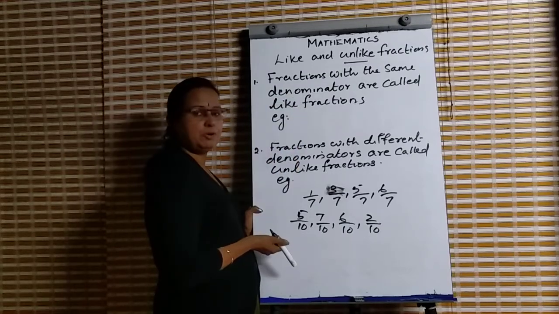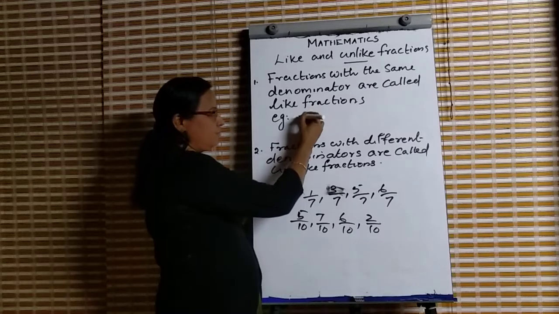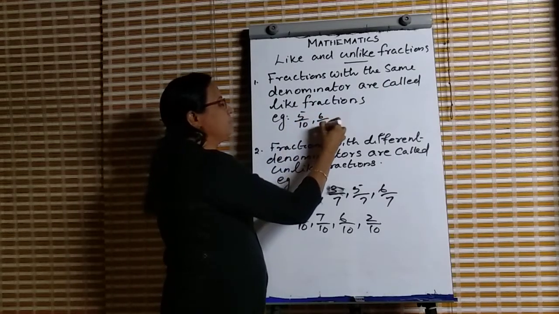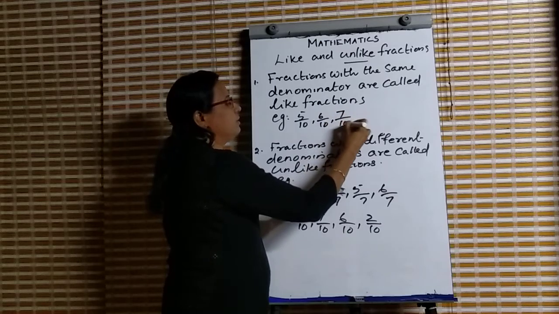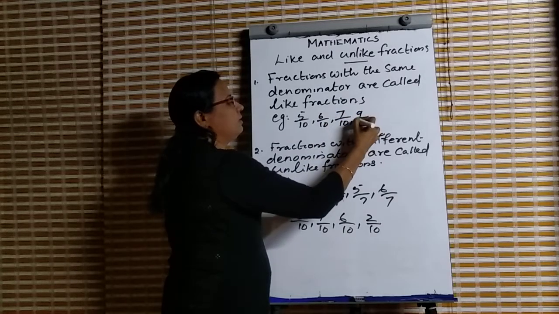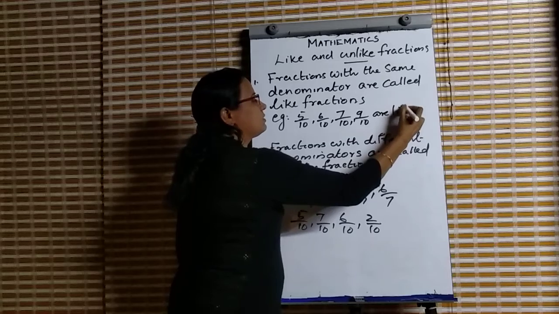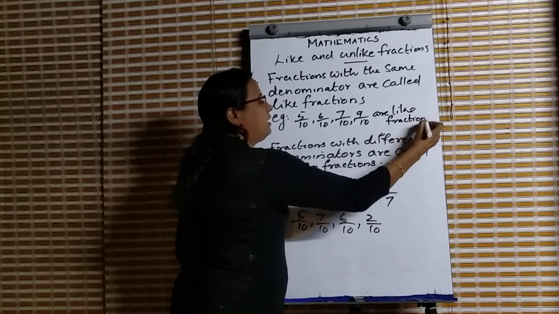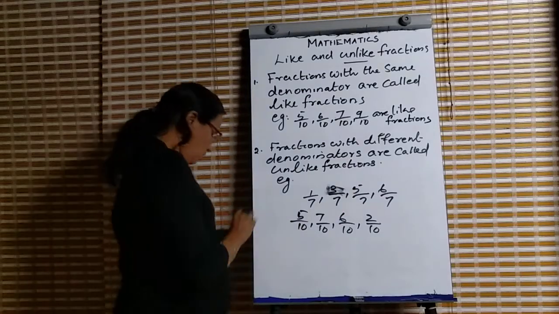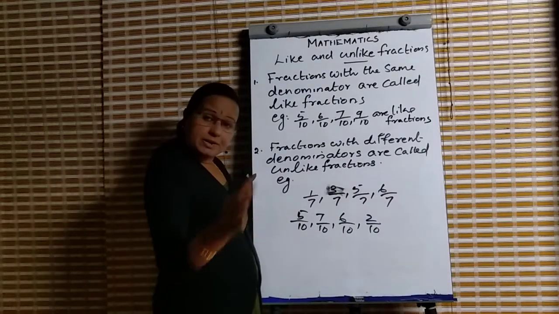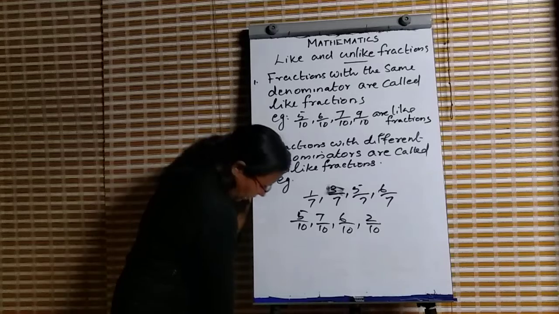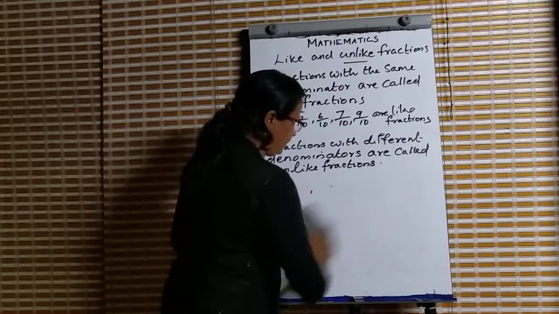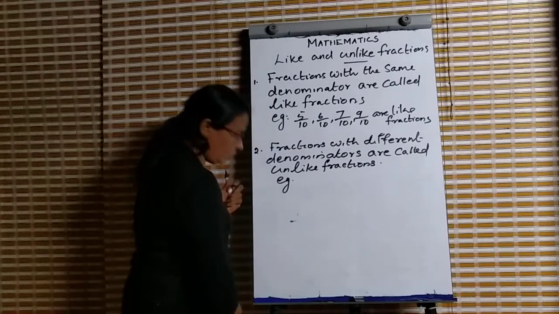Fractions with the same denominator are called like fractions. Example: 5 by 10, 6 by 10, 7 by 10, 9 by 10 are like fractions. Next one is unlike fractions. Fractions with different denominators are called unlike fractions.